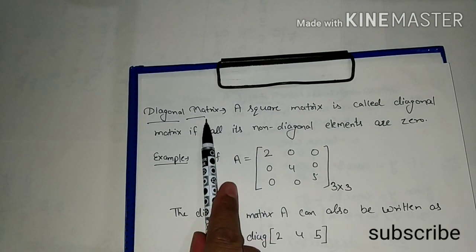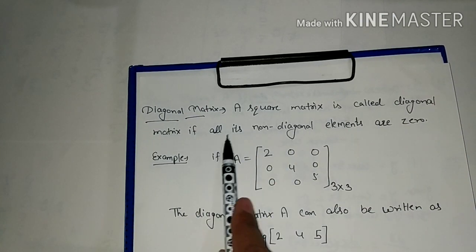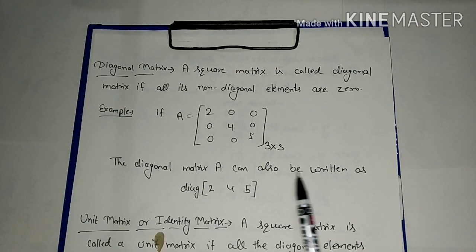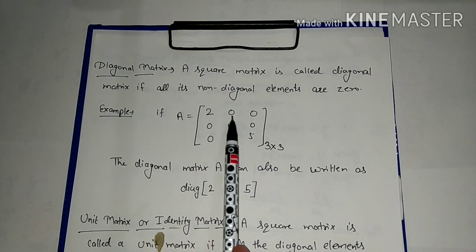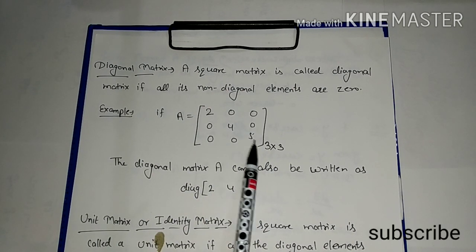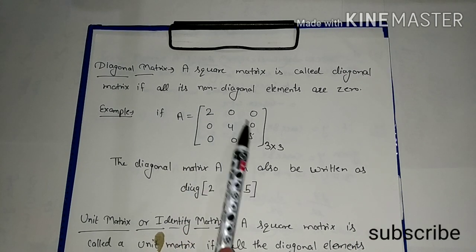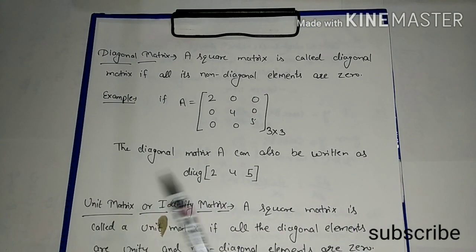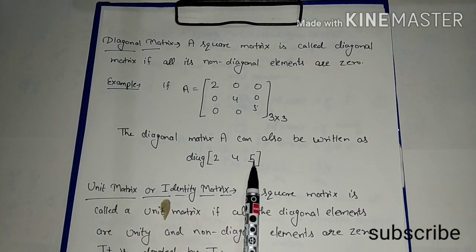Next, diagonal matrix. A square matrix is called a diagonal matrix if all its non-diagonal elements are 0. Example, if A equals [2 0 0; 0 4 0; 0 0 5]. Here the diagonal elements are 2, 4 and 5 and the non-diagonal elements are 0. This is called a diagonal matrix. The diagonal matrix A can also be written as diag(2, 4, 5), with diagonal elements 2, 4 and 5.